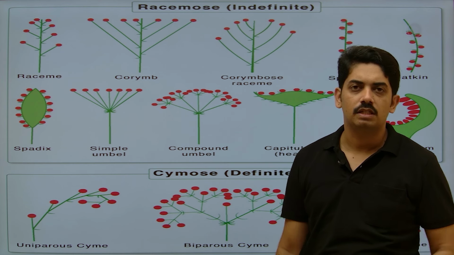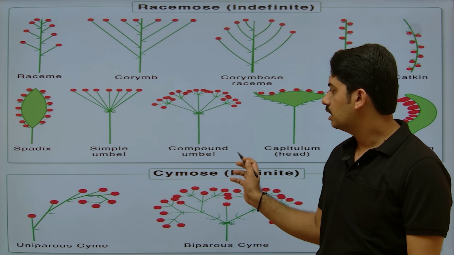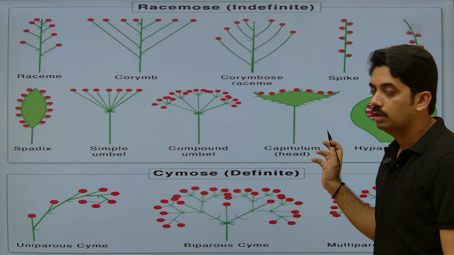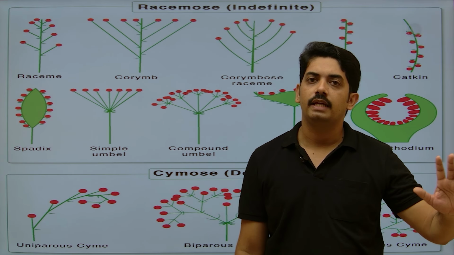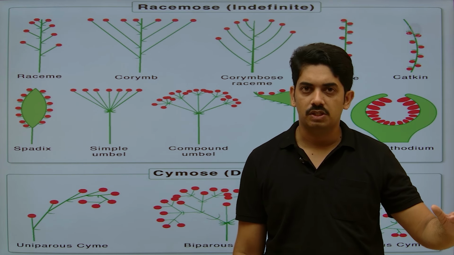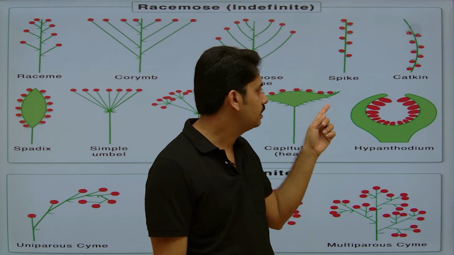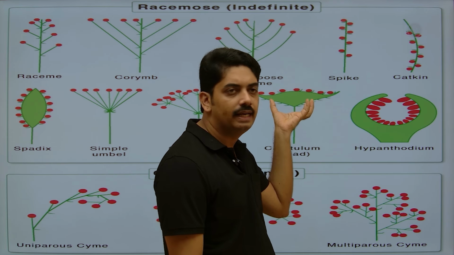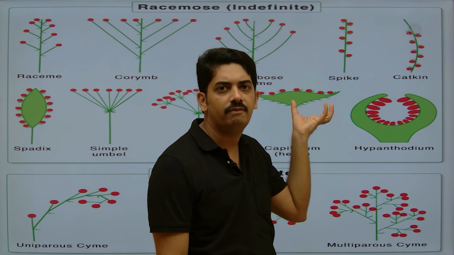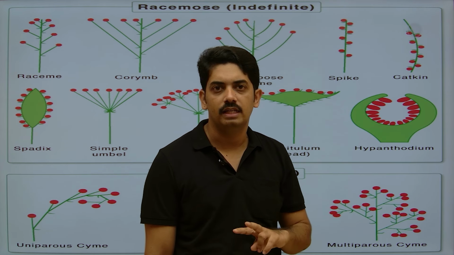Again, umbel means it just looks like an inverted umbrella. Then this is the compound umbel. This is capitulum, a very important example while we are studying the Asteraceae family. Here it is not a flower, it is an inflorescence. It has a very large involucral bract, and inside that involucral bract you observe many flowers, and in those flowers there are two types, ray florets and disc florets.